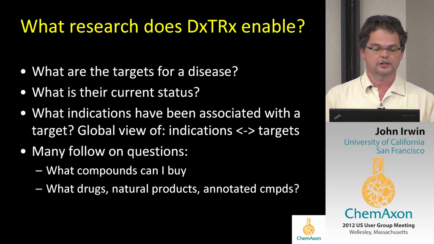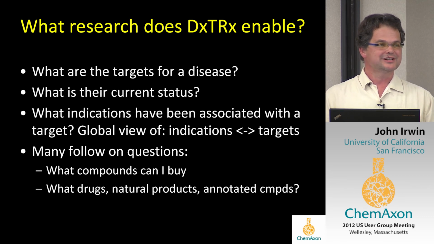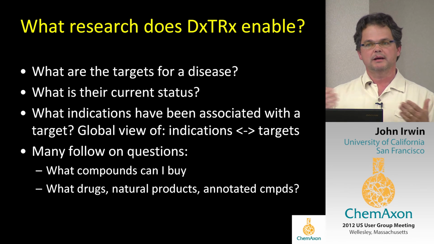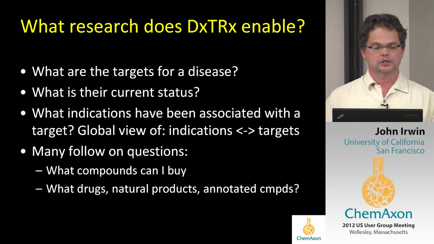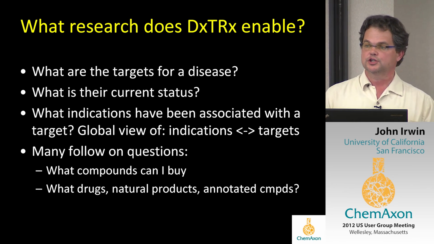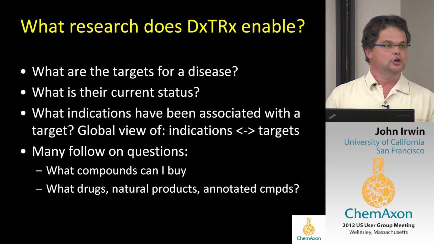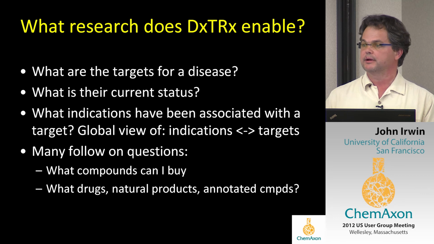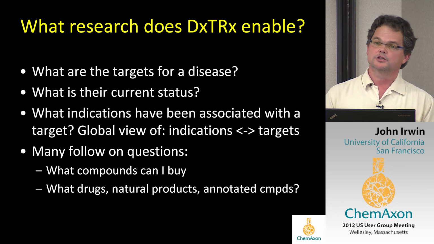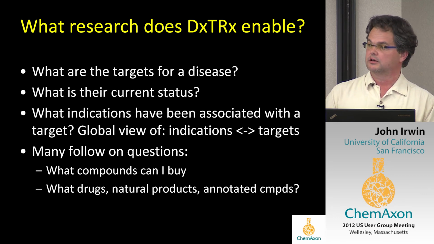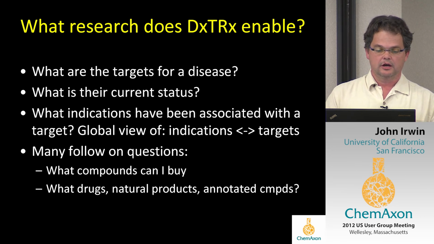And so we're hoping that the questions that I posed at the beginning become answerable with this new software. What are the targets for a disease? What's the current status? And then somehow to get a global view of this whole mapping between indications and targets, and allow for questions. For example, a researcher working in an area can simply go to our database and purchase compounds, purchase libraries of compounds for the disease model that they're interested in, including drugs, natural products, and so on.